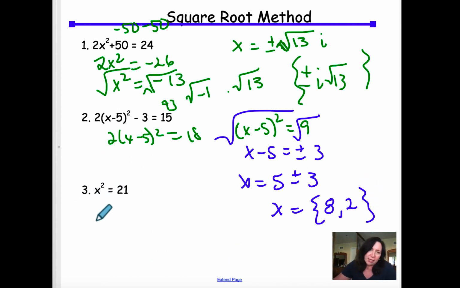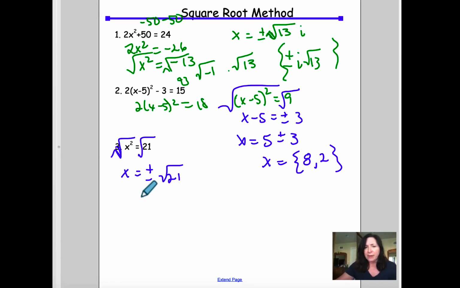For this one right here, we're going to square root both sides, and in doing that, we're going to get x equals plus or minus the square root of 21. Now, keep in mind, it is completely fine to have a root as your answer. Like if I was graphing this one, I would have my x-intercepts at 2 and at 8, right?